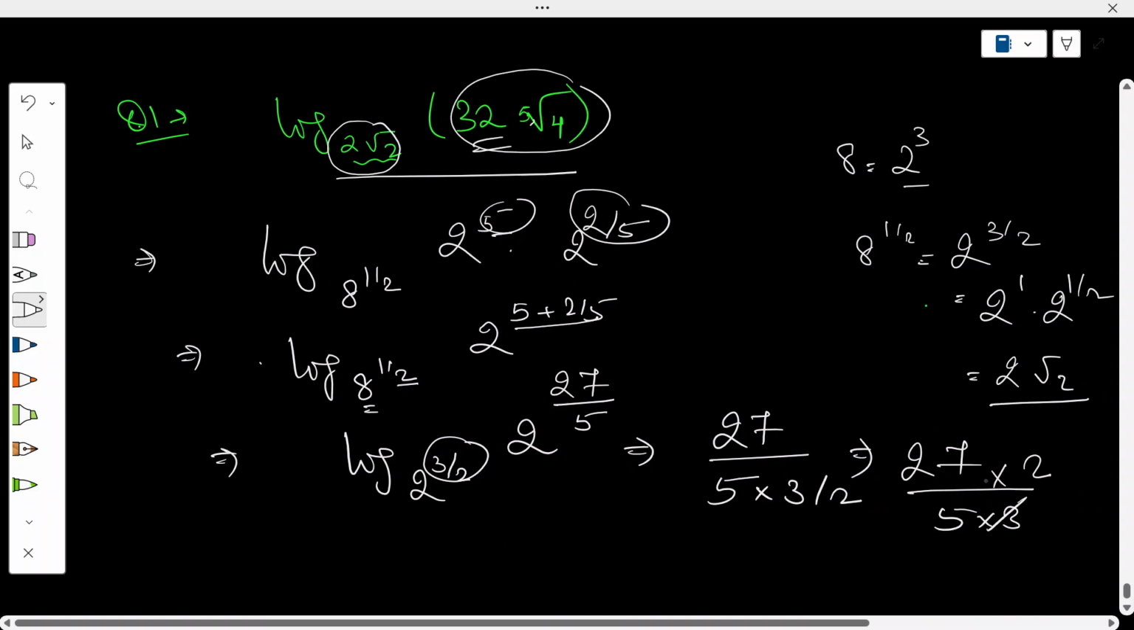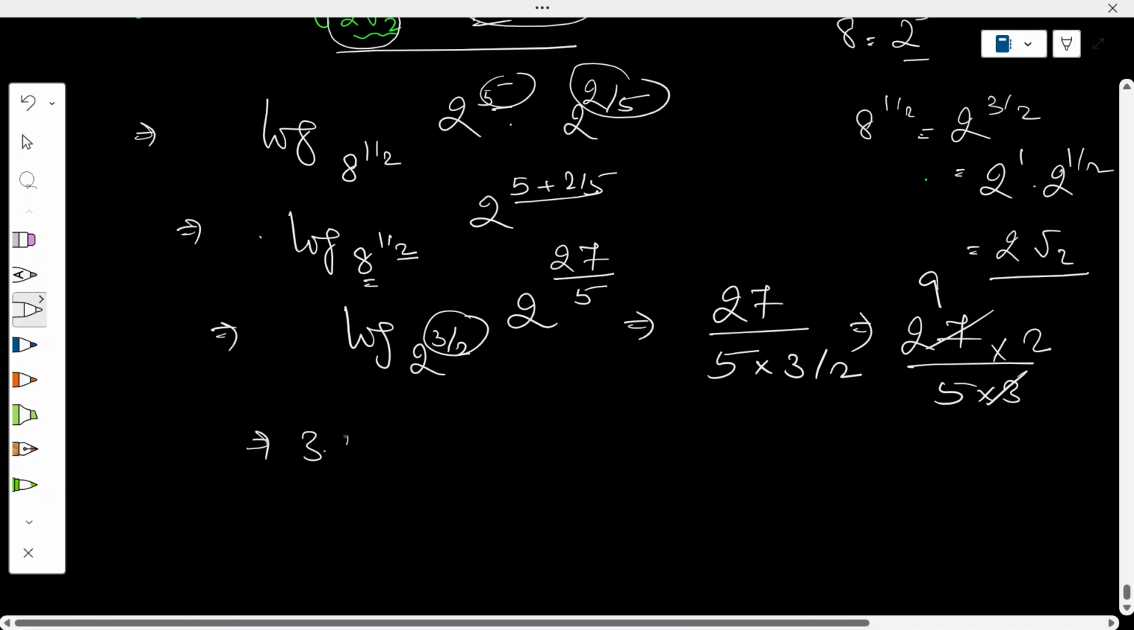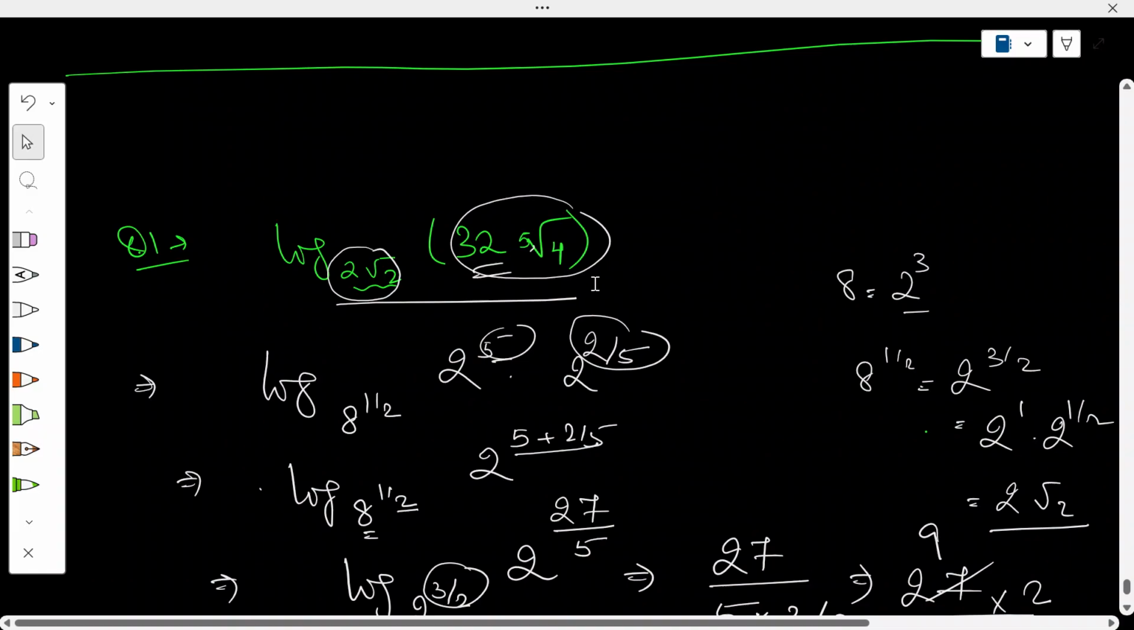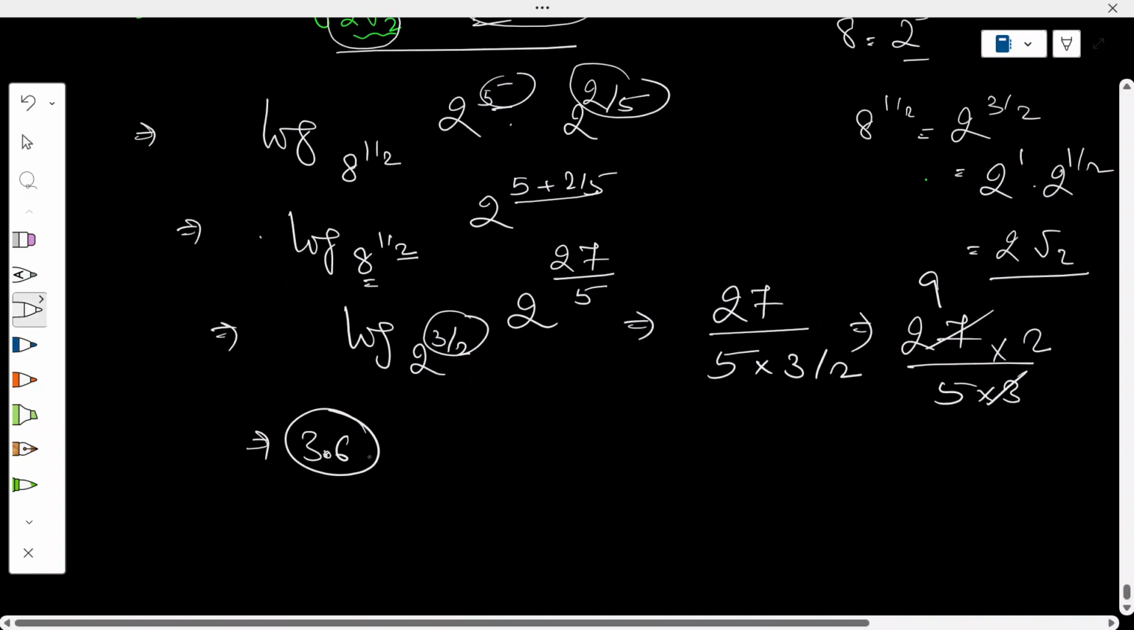So this is 9, 9 times 2 is 18, 18 by 5 is 3.6. So our answer is 3.6. So it's not basically an integer, but you can find this option now.